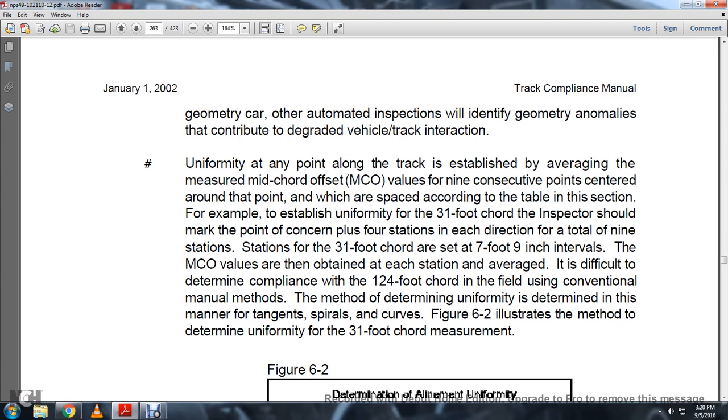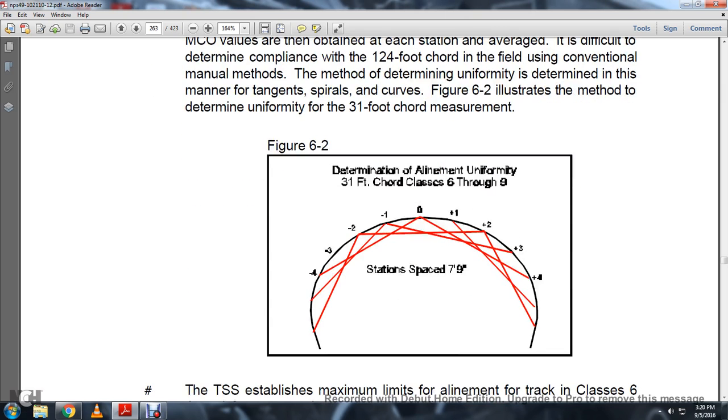The method of determining uniformity is determined in the manner of the tangent spiral curves. Figure 6.2 illustrates the method of determining uniformity of a 31-foot chord measurement. You have your 9 sets on the other, 4 on each side, positive and negative, each with the stations going 31 feet, and then you have your mid-offset chords.